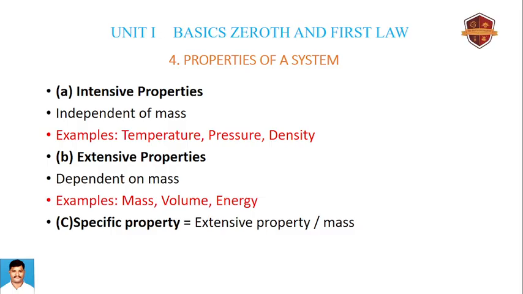Second one is intensive properties. Independent of the mass of the system. They remain the same even if the system is divided. Example, temperature, pressure, density, specific volume, specific internal energy. These are important and used to define the state of a system.